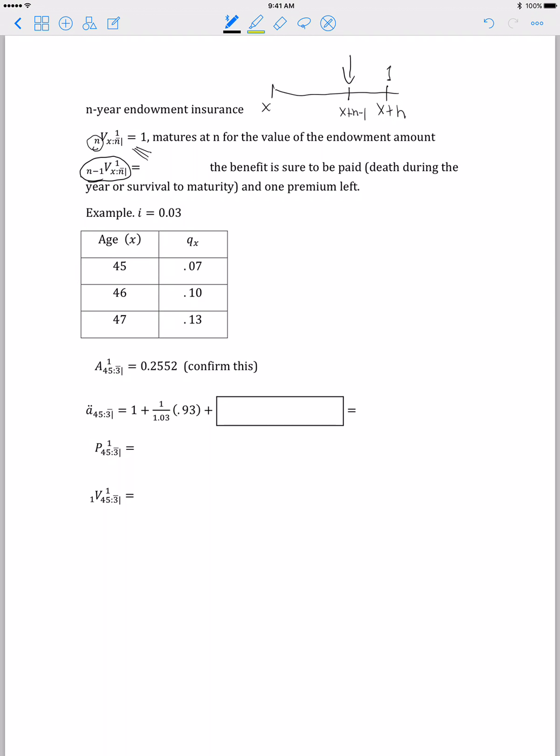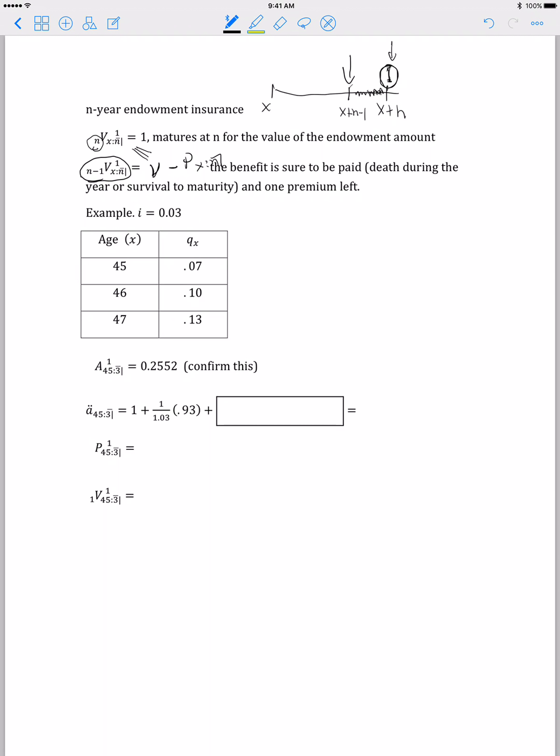Well, this $1 is sure to get paid. If I die in the next year, the $1 gets paid as a benefit to my beneficiary. If I survive to the end of the policy, the $1 gets paid to me. So either way, the company is going to have to pay $1 here. It's a sure thing. So the actuarial present value of that benefit is just the $1 discounted back 1 year. And of course, I have to pay one more premium just after I calculate this terminal reserve. So that's my premium from the equivalence principle on that in-year endowment policy.